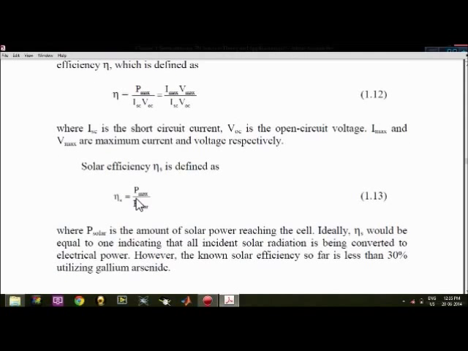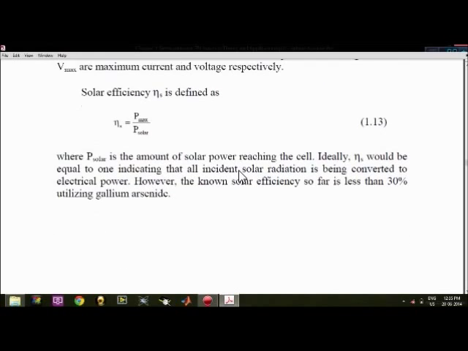We can also write the power input as P solar, where P solar is the amount of solar power reaching the cell, that is, the input power reaching the cell. Ideally, this efficiency would be equal to 1, indicating that all incident radiation has been converted to electrical power, but solar efficiency is less than 30%, utilizing gallium arsenide.